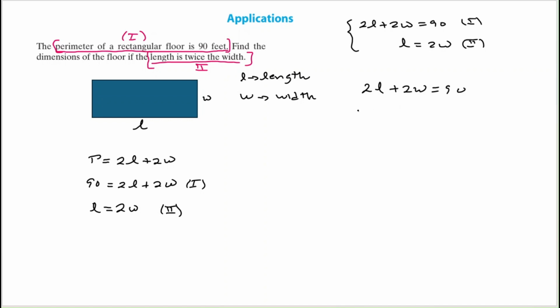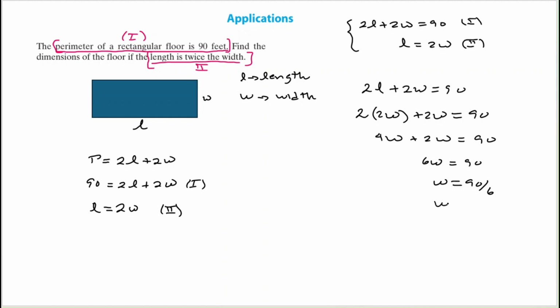So L is 2W, so I say 2 times 2W plus 2W equals 90. This is 4W plus 2W equals 90. This is 6W equals 90. This is W equals 90 over 6. So W equals 15, and now we know what the units are, so it's feet. So W is 15 feet.